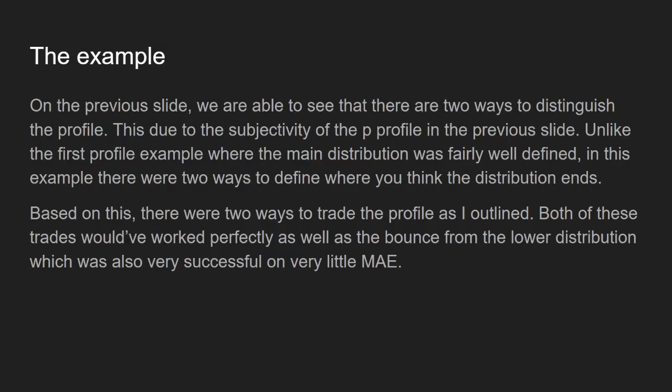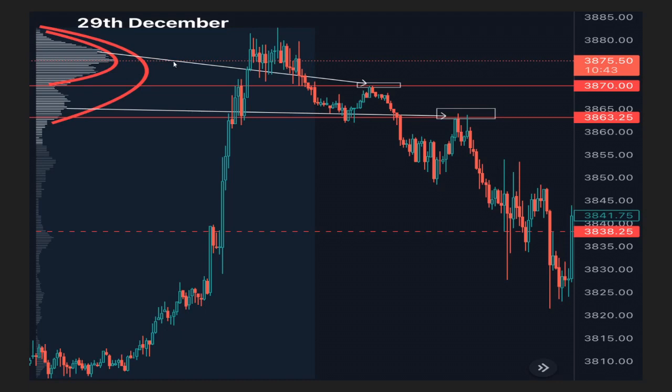So as I said, on the example on the previous slide, we are able to see that there are 2 ways to distinguish the profile. One being the larger distribution and one being the smaller distribution. In this case, both of these worked, but for more consistent use of the profile or strategies or playbooks, to make them more objective rather than subjective, we really want to focus on the whole distribution. So we have a unique strategy that is applicable to all types of P-shapes rather than just this type.